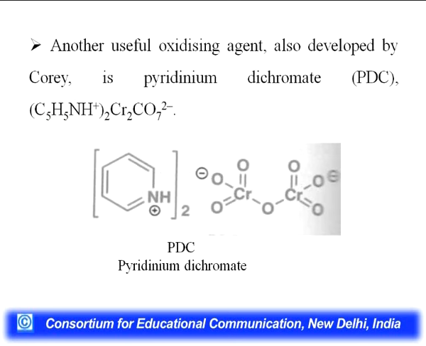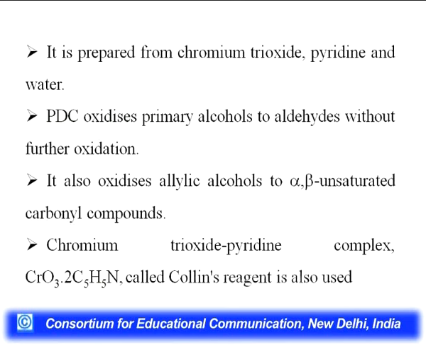Another useful oxidizing agent also developed by Corey is pyridinium dichromate, short form PDC. You can see the structure, pyridinium dichromate, molecular formula (C5H5NH plus)2 Cr2O7 2 minus. It is prepared from chromium trioxide, pyridine and water.